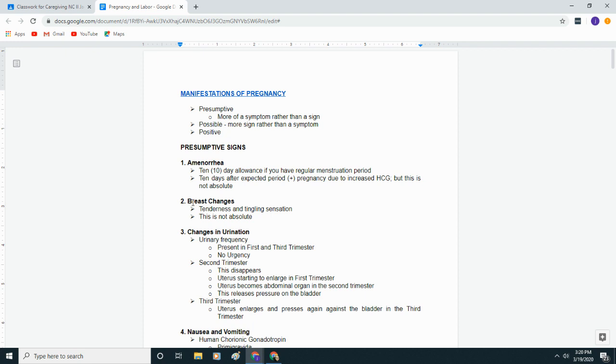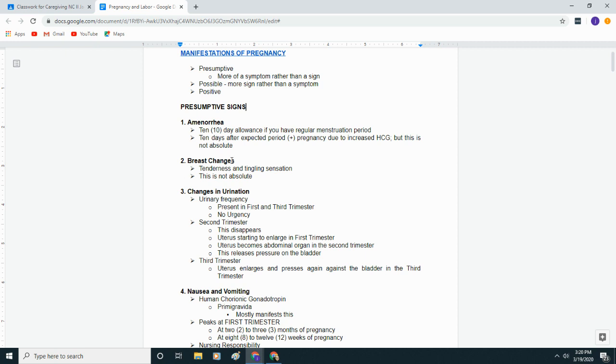Next, breast changes. Tenderness is when you press the part, then you feel pain or discomfort. So, tenderness and tingling sensation. And this is not absolute again. This could mean other diseases or other symptoms.